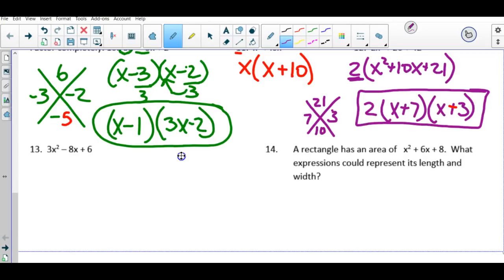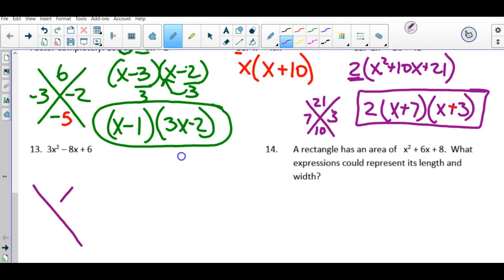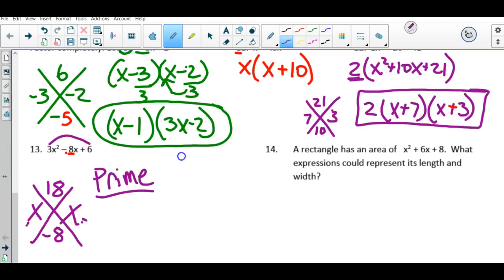13, another hard type with the 3x squared. No GCF. 3, 8, and 6 have no common factors, so 6 times 3 is 18 up top, negative 8 down bottom. Trying to find two factors that multiply to be 18, add to be negative 8, and there are none. So this will not work. That means this is prime or not factorable.